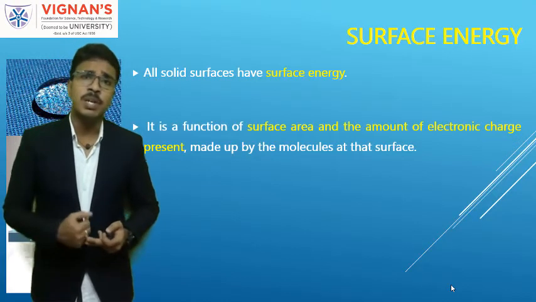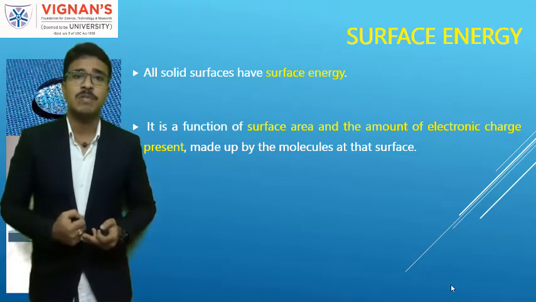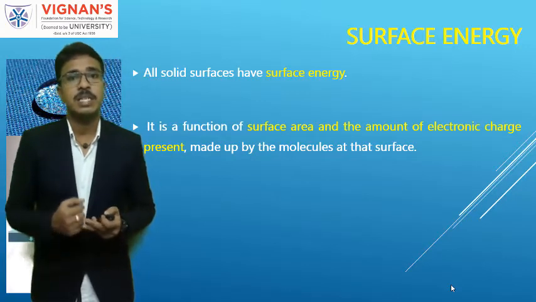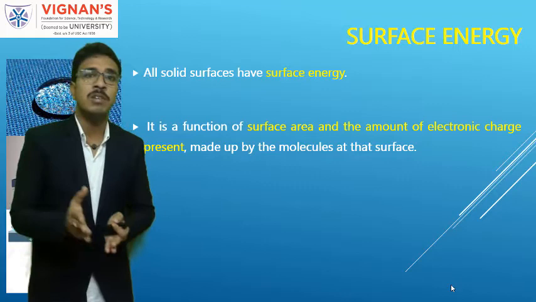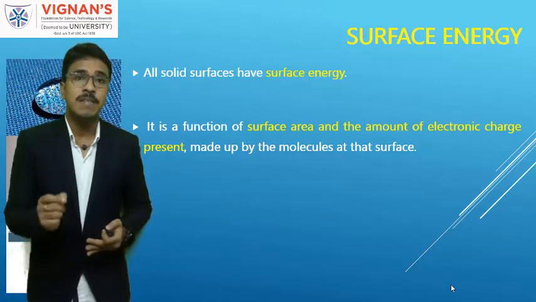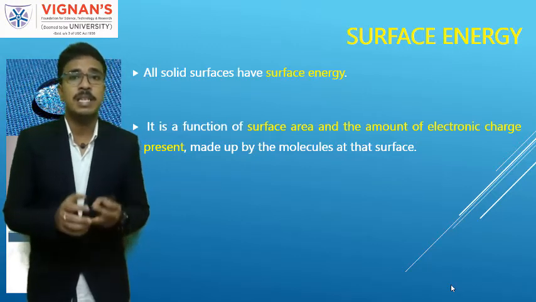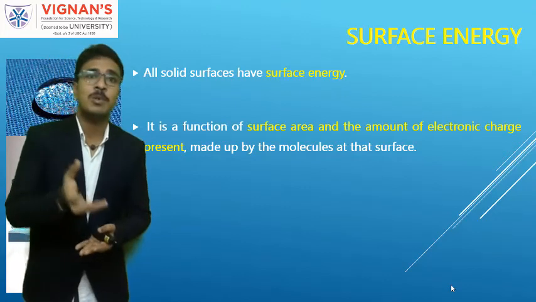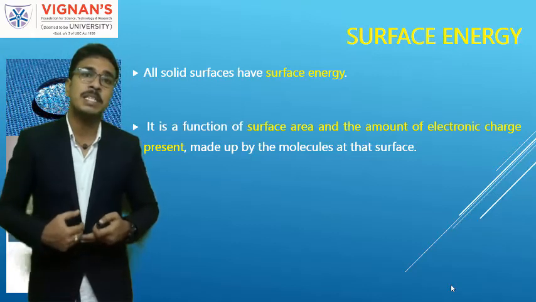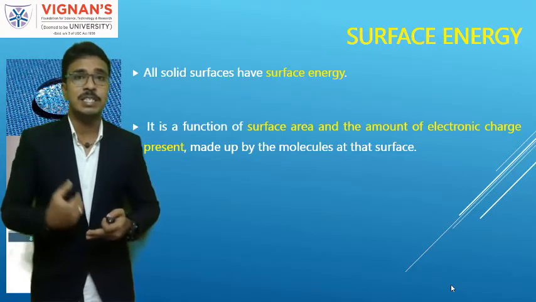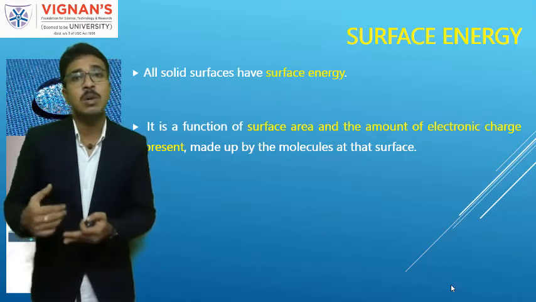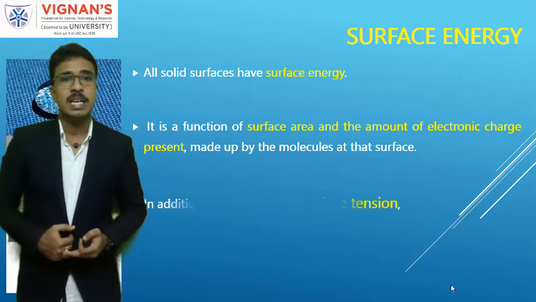Now if you look at this surface energy, it is a function of the surface area and the amount of electrical charge present, which is made up by the molecules at that surface. That means in a given surface area, what is the amount of electrical charge that is present. If the amount of electrical charge present is more, then we call it high energy surfaces. If the amount of electrical charge present is low, then we call it low energy surfaces. Understand?